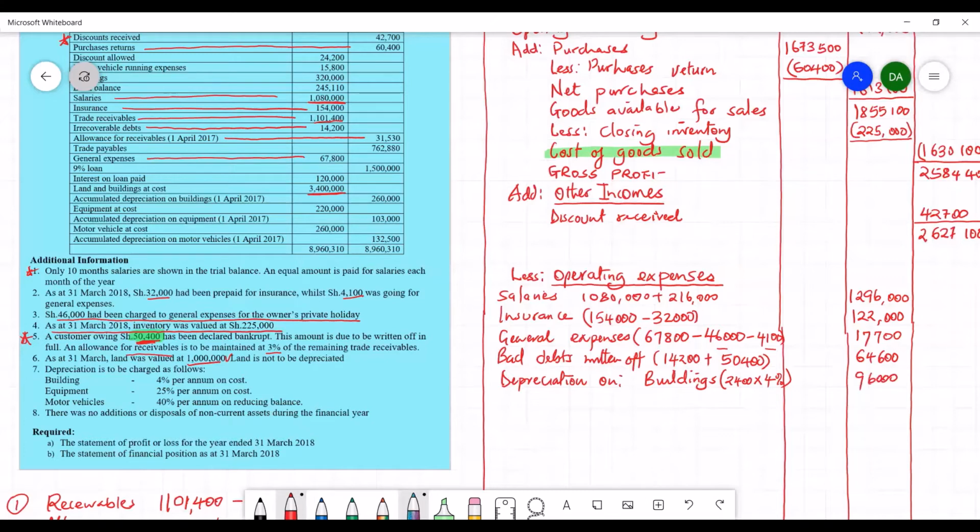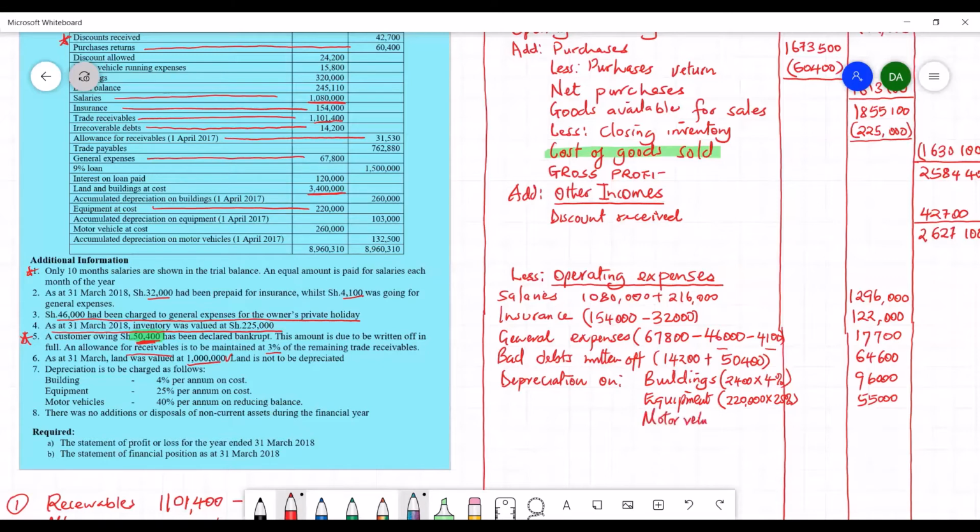Then we have depreciation on equipment, which is 25% on cost of equipment. The cost of equipment is equal to 220. So we say 220 times 25%, that becomes 55,000. The next one is depreciation on motor vehicles, and this is on reducing balance method.